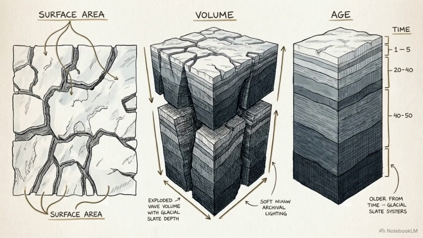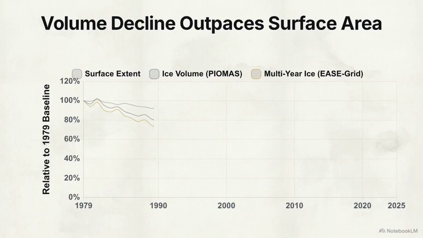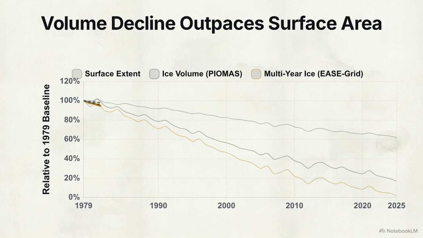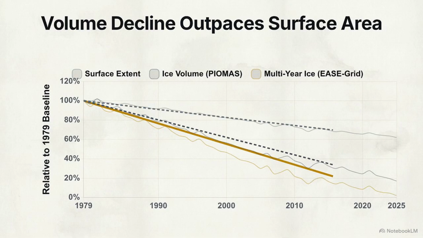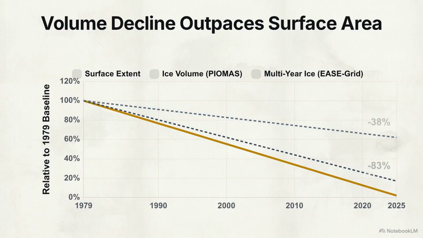side. Here we have the two-dimensional extent, the simulated three-dimensional volume, and the percentage of multi-year ice from 1979 to 2025. Drawing a linear trend line through each dataset allows us to compare the rate of change for each physical property. When we superimpose these trend lines, the discrepancy is clear. The rates of volume and age loss are significantly steeper than the decline in surface extent.